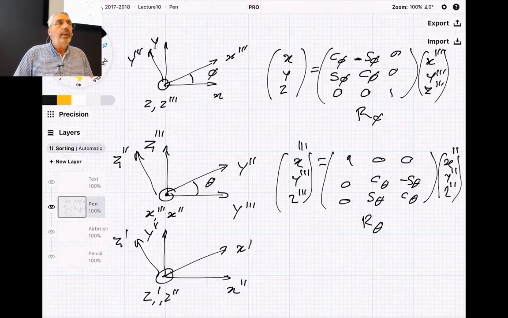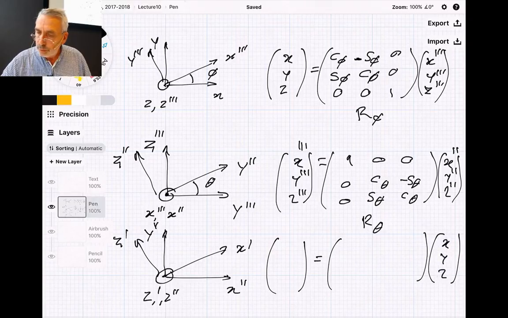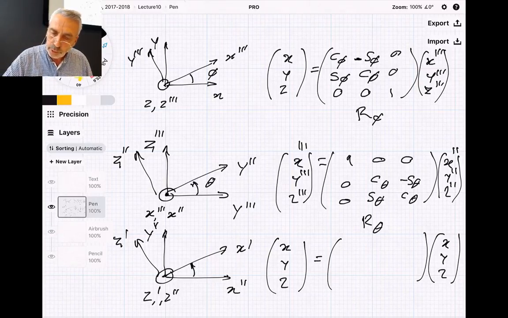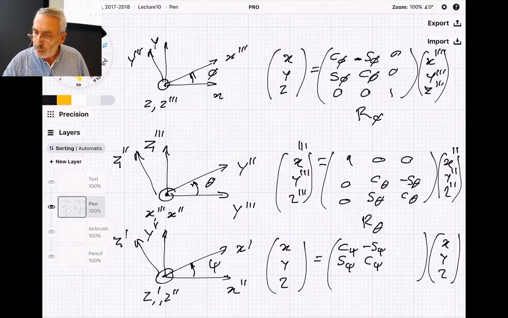Well, I needn't think actually for this, because I can copy the result from above here. Only the primes are a bit different. So I have x, y, z here. I have x, y, z here. The angle we're going to use, oh, it should be a signed angle, there's a direction, is psi. So this is a cosine psi, minus sine psi, sine psi. And again, the axis of rotation is the z. And I'm going to name this one r psi.